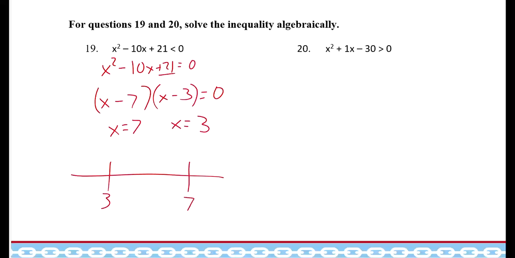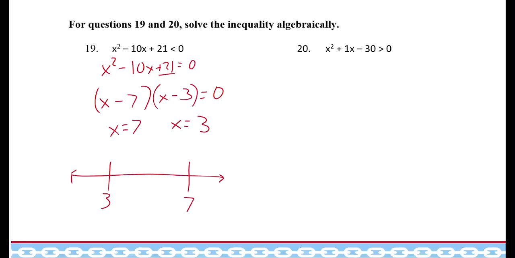I am going to plot those then on a number line. And I'm only worried about 3 and the 7 for now. But remember, this is a number line. What I'm trying to figure out is where the valid part is. Is this the valid part of my graph, where the graph is less than 0? Or is this part here in the middle the valid part of my graph? And in order to do that, I really need to check at least one value.